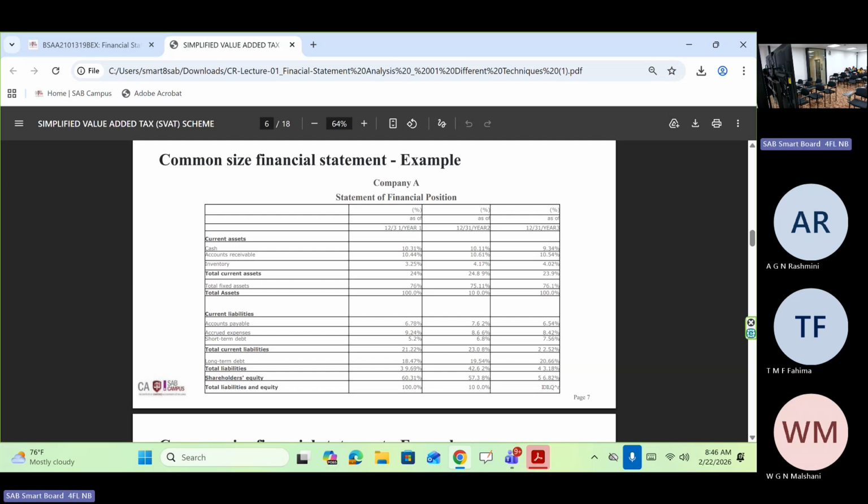I'm repeating myself. Total asset 44,000, PPE 12,000. How are we going to convert to common size? Out of 44,000, 12,000 is PP&E. If so, 100. We are getting the common size number.